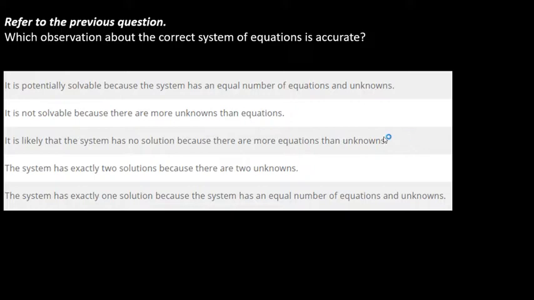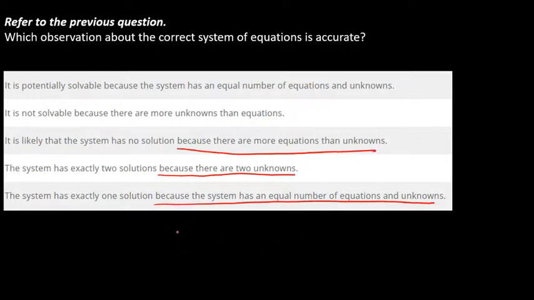Which observation about the correct system of equations is accurate? It is potentially solvable because the system has an equal number of equations and unknowns. It is not solvable because there are more equations than unknowns, et cetera. So the first thing I would do is notice that these explanations are talking about the number of equations and the number of unknowns. Well, how many equations are there and how many unknowns are there?